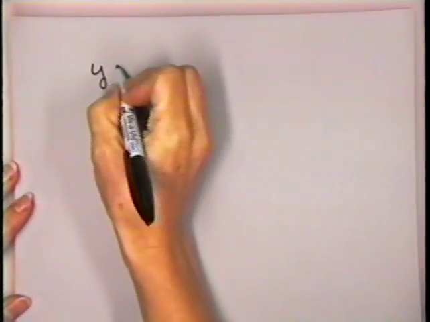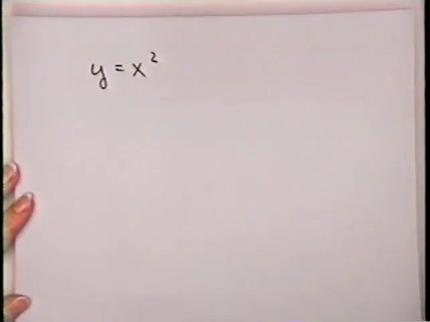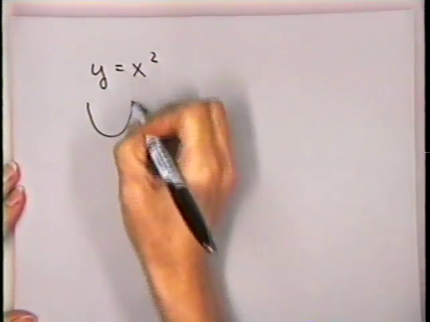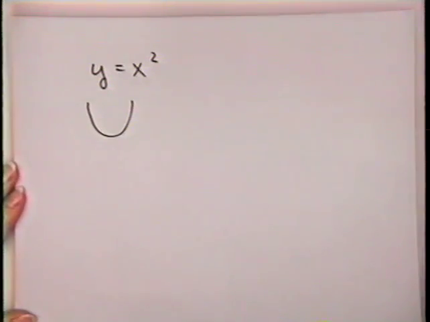If I ask you, what does y equals x squared look like when you graph it, most of you are going to tell me a parabola, aren't you? So that's what I call a mental picture.